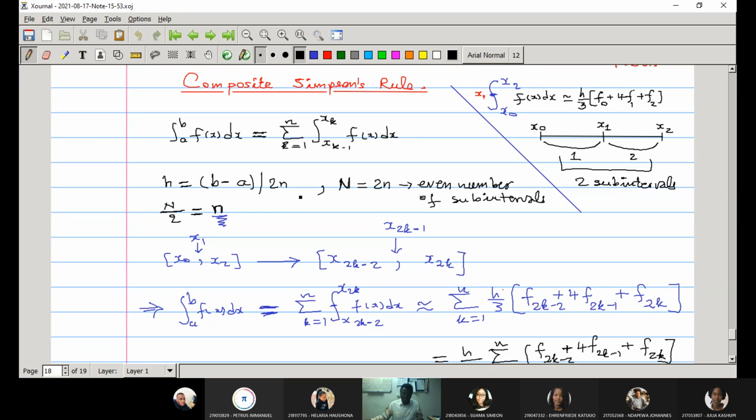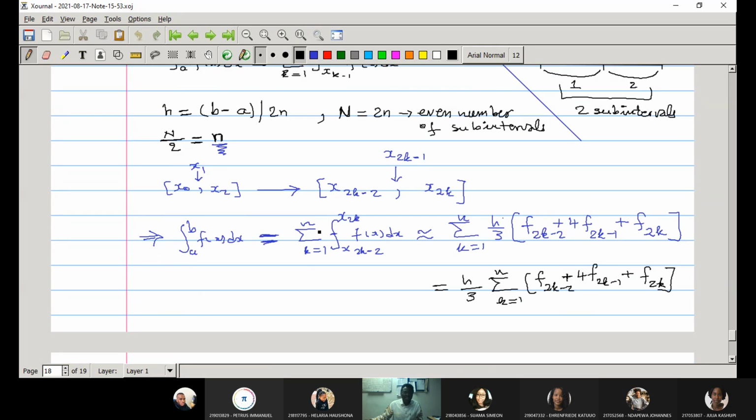So we can write that as 2n, where 2n is the total number of sub-intervals and n is half of that. In the summation, as you can see here, this n is not the total, but half of it, because when you integrate from x sub 2k minus 2 to x sub 2k, there are already two sub-intervals here. So two times this n gives you the total 2n.